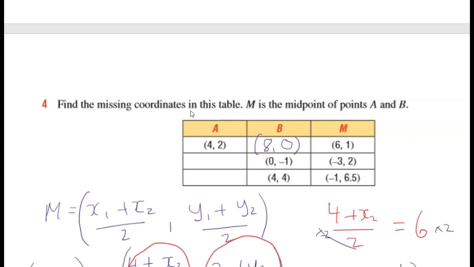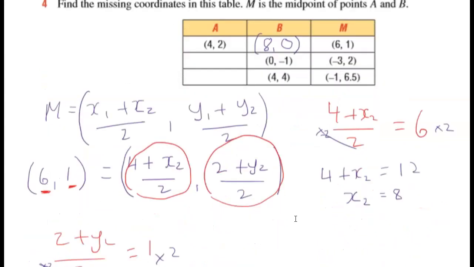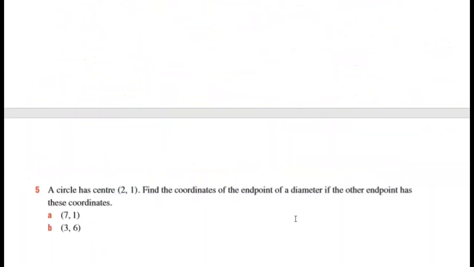So what number is halfway between 4 and 8? Sorry, let me just start again. What number is halfway between 4 and 8? Okay, so we add them together. 4 plus 8 is 12, divided by 2 gives you 6. Awesome. And then the second point, 2 plus 0 divided by 2 gives you 1. So you can test out your final answer if you wanted to. Now, just because I don't have much space, I'm not going to do the other 2 points, but you kind of get the idea. Okay, let's move on to the next one.